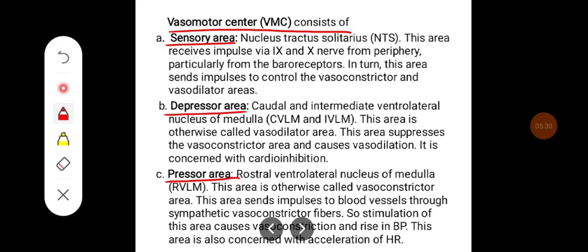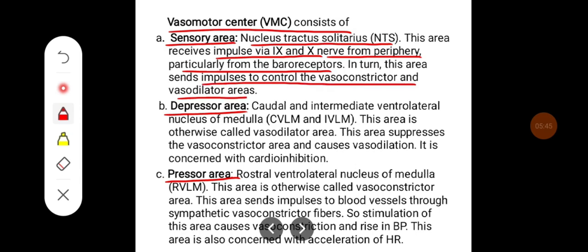The sensory area is the nucleus tractus solitarius. This area receives impulses via the 9th and 10th cranial nerves from the periphery, particularly from the baroreceptors. In turn, this area sends impulses to control the vasoconstrictor and vasodilator areas.